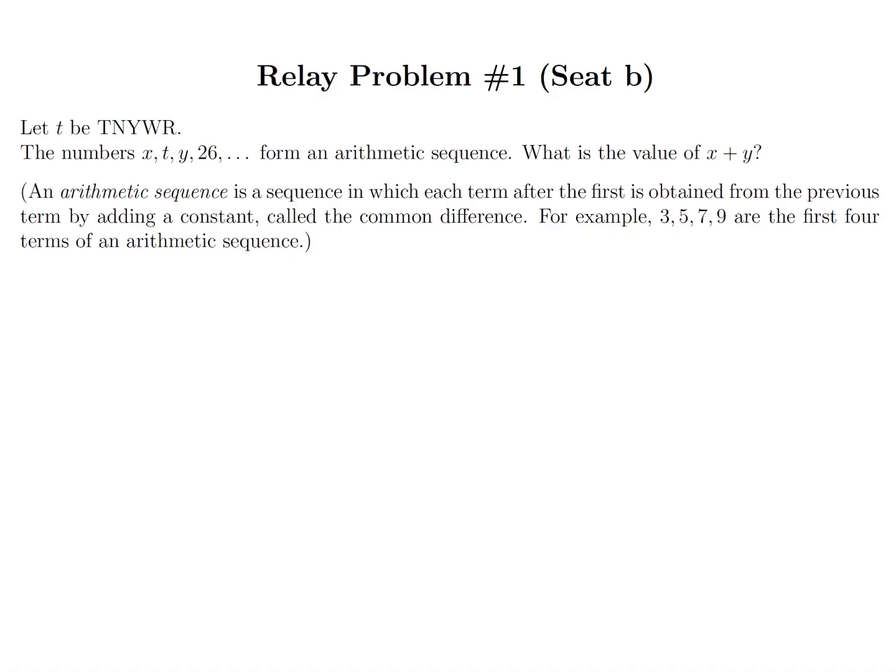Let T be TNYWR. If you're not familiar, that means the number you will receive. So this is a relay. So I assume what happens is one person in the team solves a question, and then what the answer is, that person will give to the next relay teammate. You see what I mean? So the previous answer, if you recall, was 12. So that's what T is in this case. It's 12. So just in case you're not familiar with this exam.